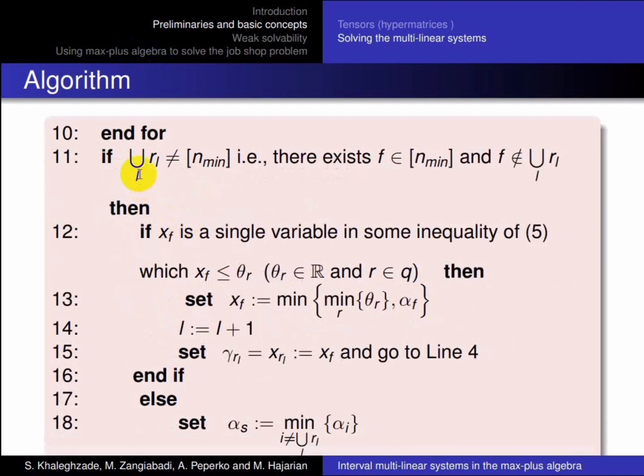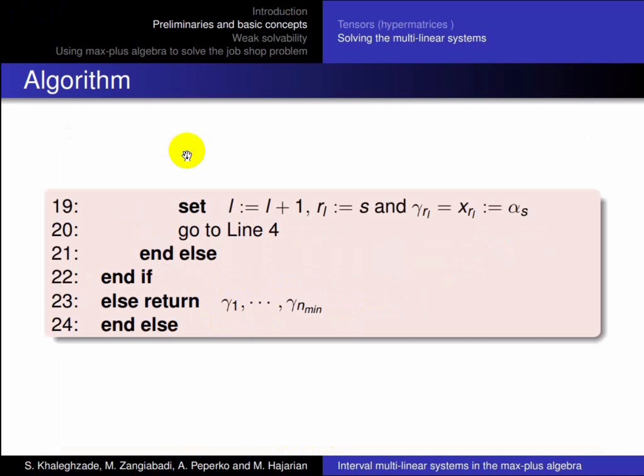If the union does not equal these amounts and there exists an index f, we check if xf is a single variable in some inequality of 5 which xf satisfies. So if this minimum, set xf, and else set this minimum alpha s. And at the end of algorithm 2 we return gamma 1 to gamma n minimum.